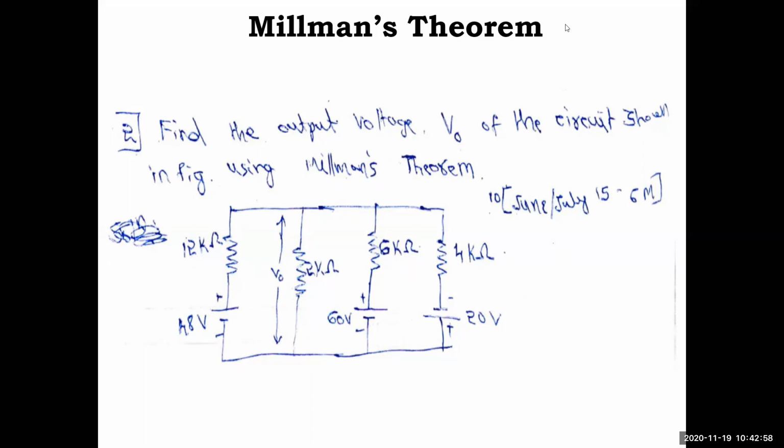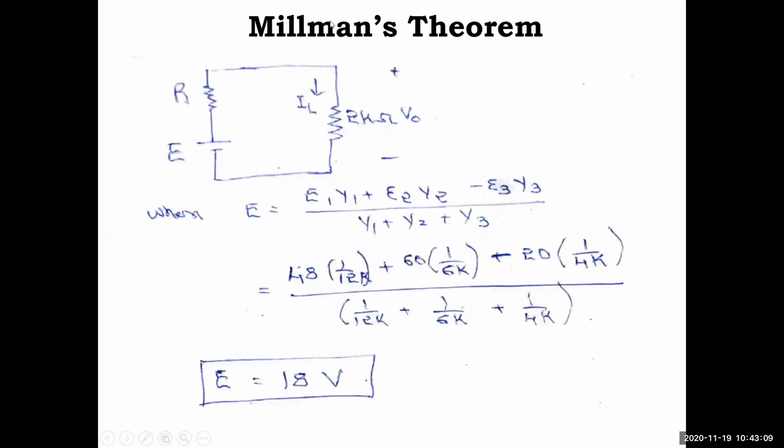So again, use the formula. Okay, so this circuit can be converted into a single voltage source in series with a resistor, and then you have a load. Okay, the same circuit will come in every case. Okay, see this. So this circuit is common in Millman's theorem. So E in series with R and IL. So you have to find the E and R values from the formula. Okay, and what they have asked here is the output voltage across the 2 kilo ohm.